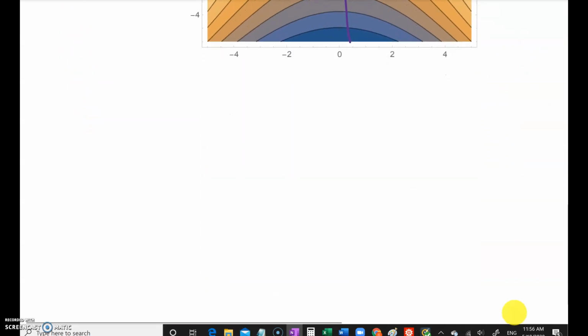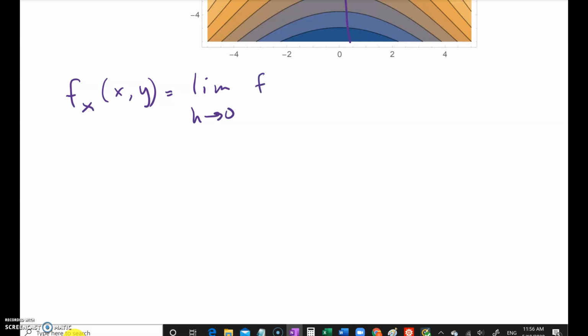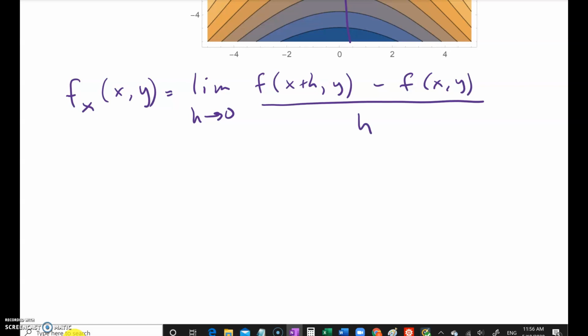So the partial derivative, I'll use the function notation here. This says the partial derivative of function f in the x direction of x and y is equal to the limit. It's very similar to the definition of a derivative in 2 dimensions. It's the limit as h goes to 0 of f of x plus h comma y minus f of x y divided by h. Okay, so remember these are functions of 2 variables.